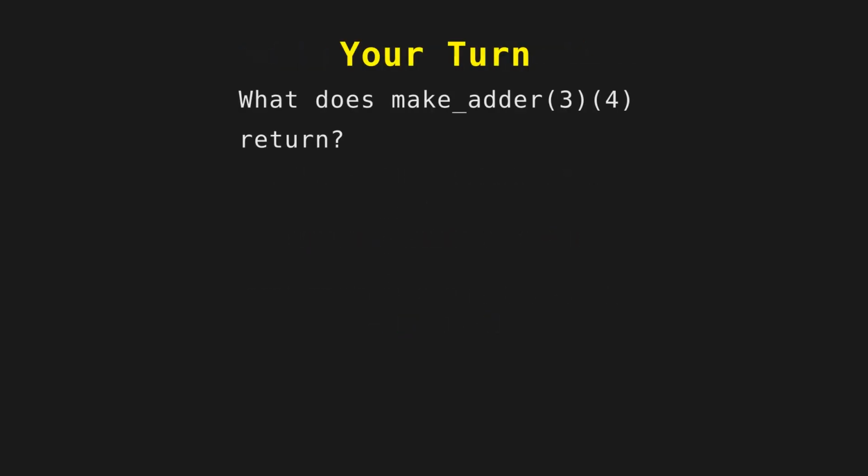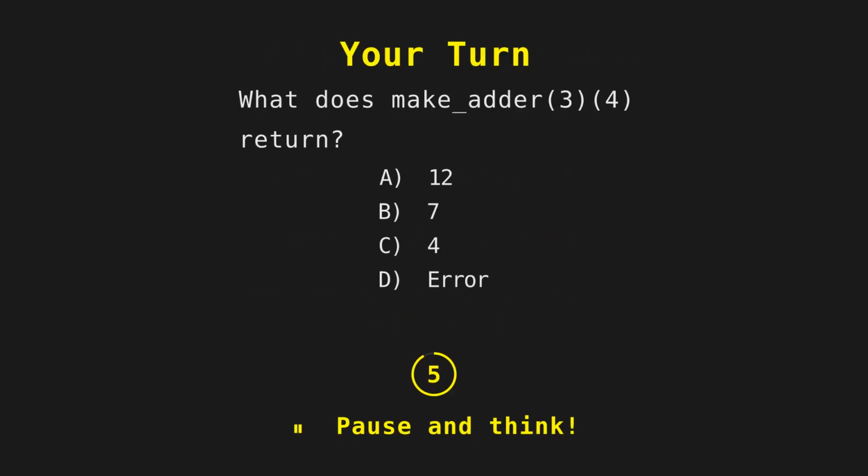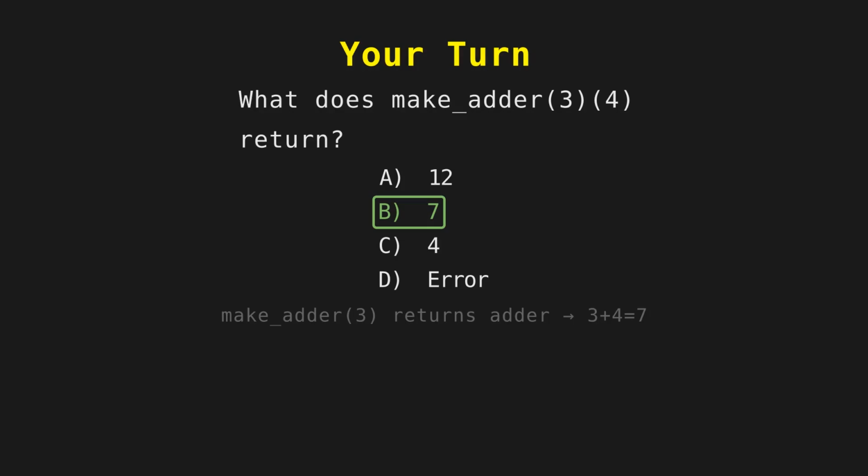Your turn. What does makeAdder of 3 called with 4 return? 7. makeAdder of 3 returns a function that adds 3. Call it with 4, you get 3 plus 4 equals 7.